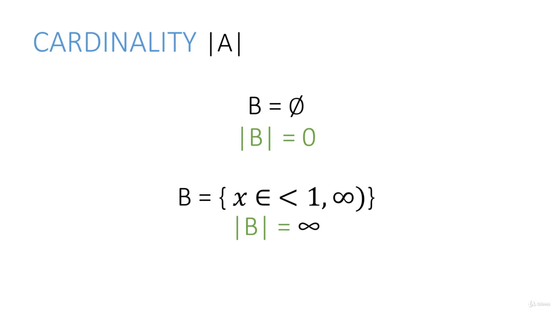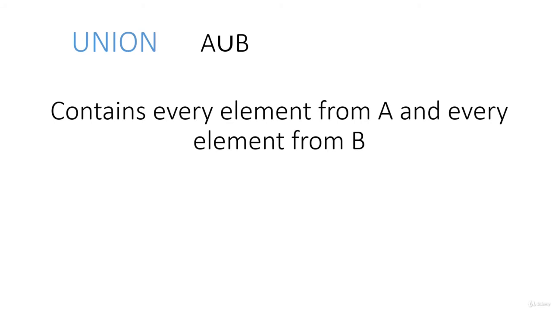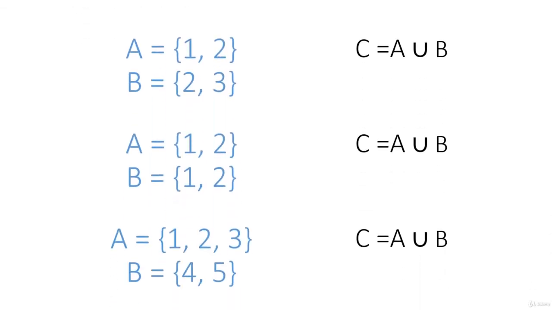Let's look at another basic operation. The first one is union, and we use this operation to put together two sets into one. To describe union, we use this sign. So for example, if I do the union of A and B, in C will be all elements from A and all elements from B. So if A contains 1 and 2 and B contains 2 and 3, the union of A and B will be 1, 2, 3.